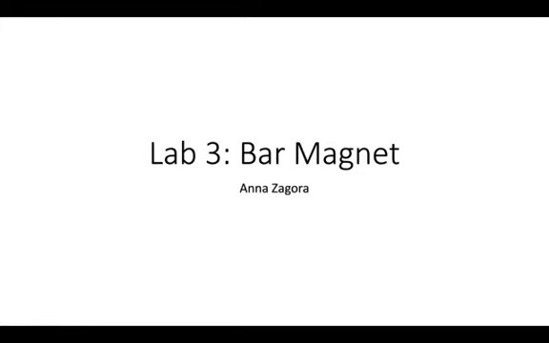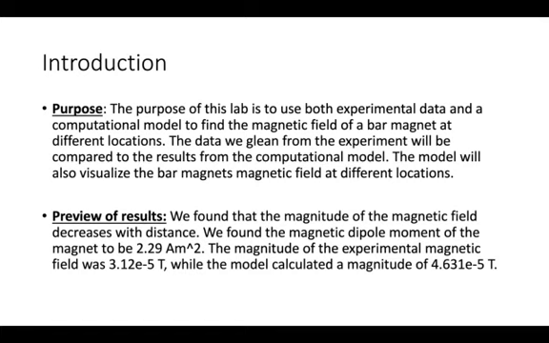In this video, I'll be talking about Lab 3, where we looked at a bar magnet. The purpose of this lab is to use both experimental data and a computational model to find the magnetic field of a bar magnet at different locations. The data we glean from the experiment will be compared to the results from the computational model. The model will also visualize the bar magnet's magnetic field at different locations.